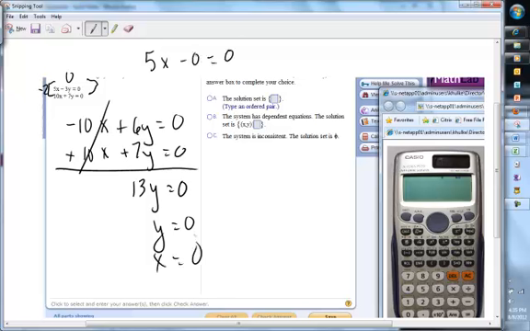Let's enter it on our calculator. Mode 5, 1. And we have 5, negative 3, 0. Next row, 10, 7, 0. X is 0, y is 0.